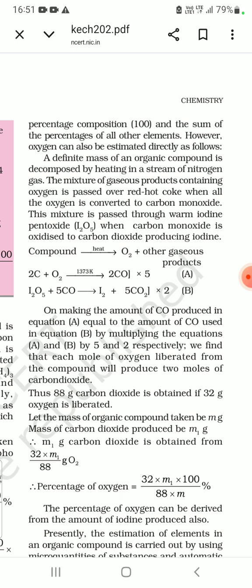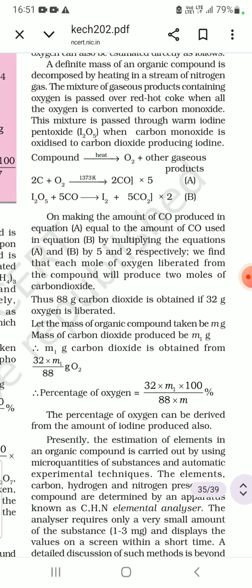A definite mass of organic compound is decomposed by heating it in a stream of nitrogen gas. The mixture of gaseous products containing oxygen is then passed over red hot coke. When all the oxygen is converted to CO, which is carbon monoxide, the mixture is passed through warm iodine pentoxide I2O5, and the carbon monoxide is oxidized to CO2, and free iodine I2 is formed. We can find here that the percentage of oxygen can be derived from the amount of iodine produced.